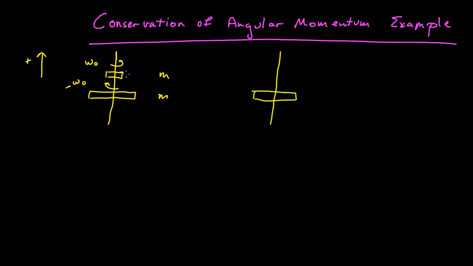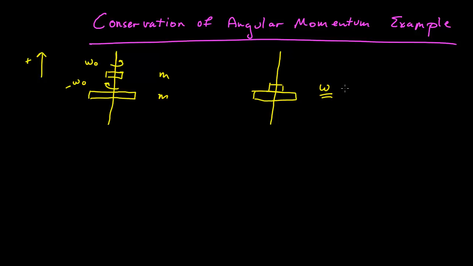Okay, so they can slide along this axle, and so you lower the upper one until it comes into contact with the lower one, and then the resulting frictional forces between the two objects bring them to a common angular velocity. And the answer is, what is it?